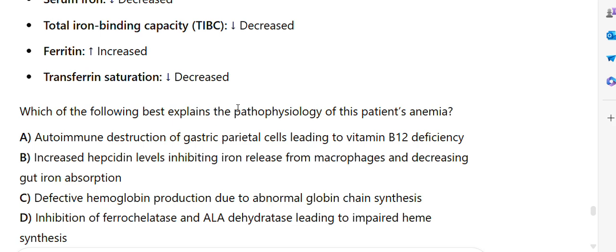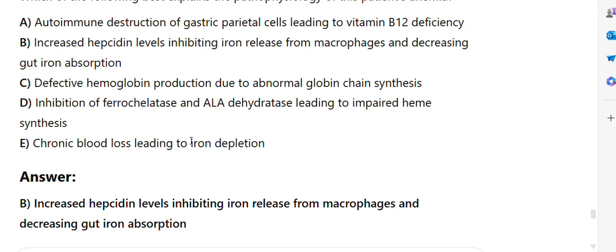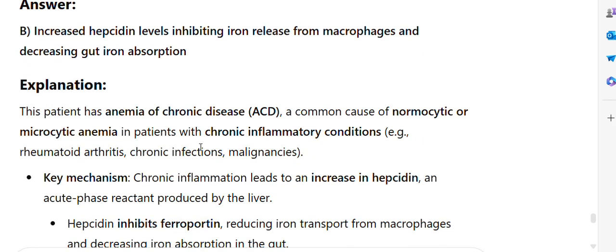Answer B. Increased hepcidin levels inhibiting iron release from macrophages and decreasing gut iron absorption. Explanation. This patient has anemia of chronic disease, ACD, a common cause of normocytic or microcytic anemia in patients with chronic inflammatory conditions, e.g., rheumatoid arthritis, chronic infections, malignancies.